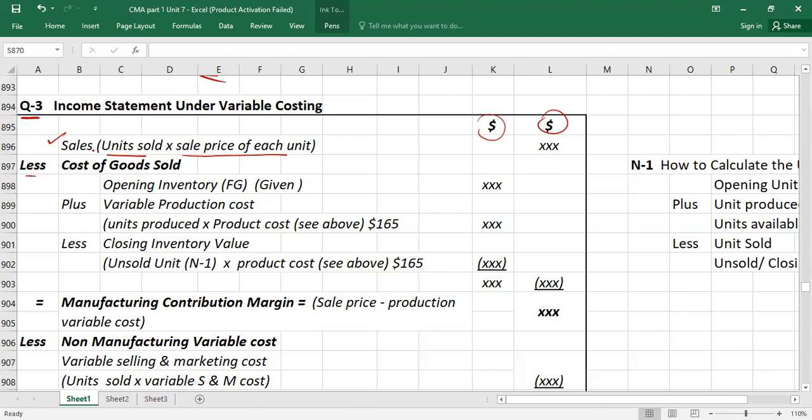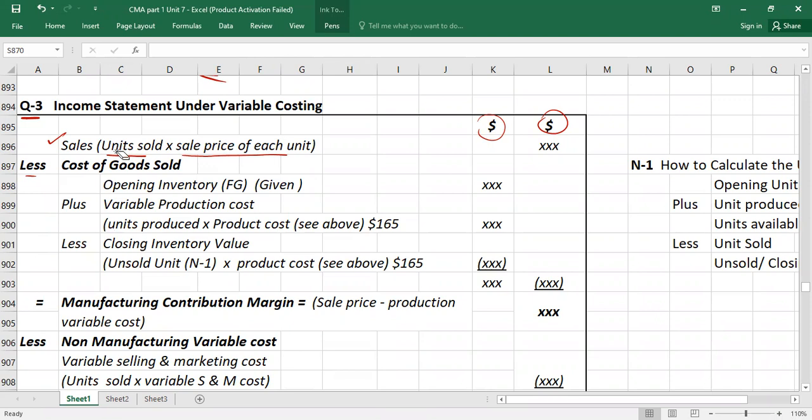Then we will deduct here. From sales, we will deduct what? Cost of goods sold. And this section is called the cost of goods sold section, the product cost section. Understood? And after this, whatever you write is the period cost section. That is period cost. Understood? So please focus with me here now. I want to write cost of goods sold.